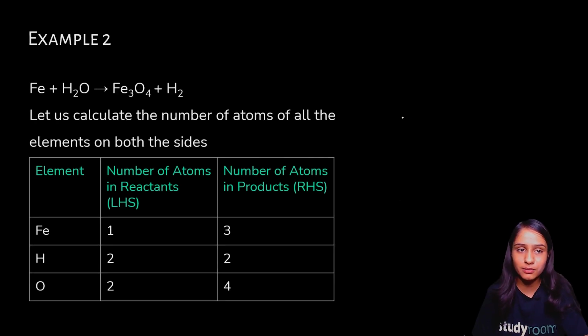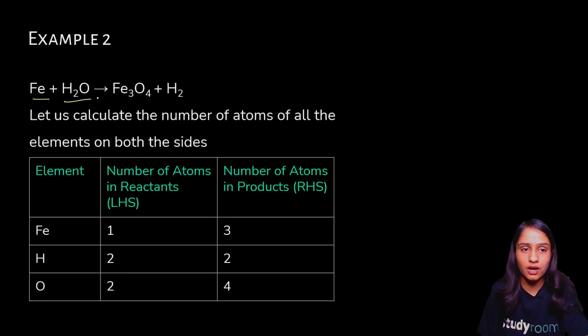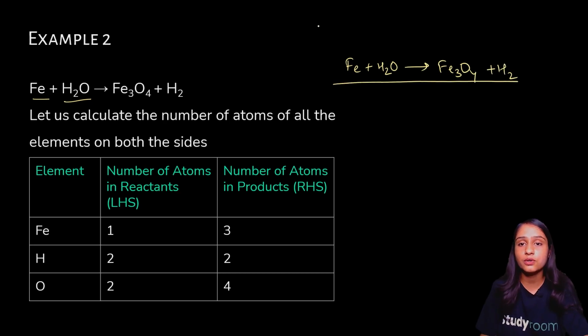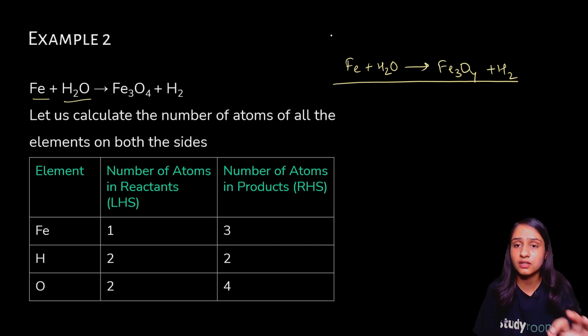Let us take example number 2, in which Fe, iron, combines with water to form Fe3O4 plus H2. So iron plus H2O gives Fe3O4 plus H2. This is the equation. You need not alter the equation. Whatever equation is written, you do not need to alter any product or any reactant. You just need to check whether the number of atoms of each element is equal or not.